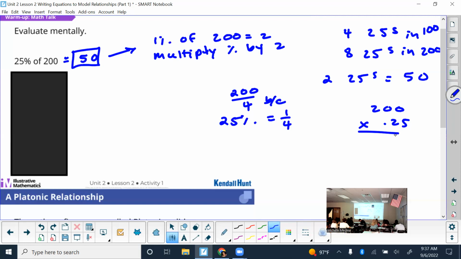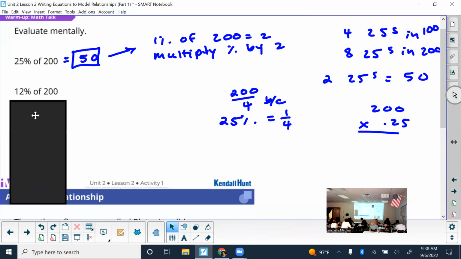Where? So multiply percent by 2, because 1% of 200 is 2. If we multiply the percent by 2, that gives us the 50. All right, next one. Again, just thumb up when we have an answer.